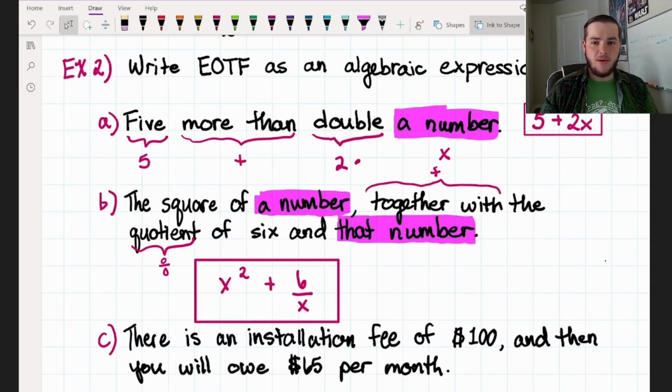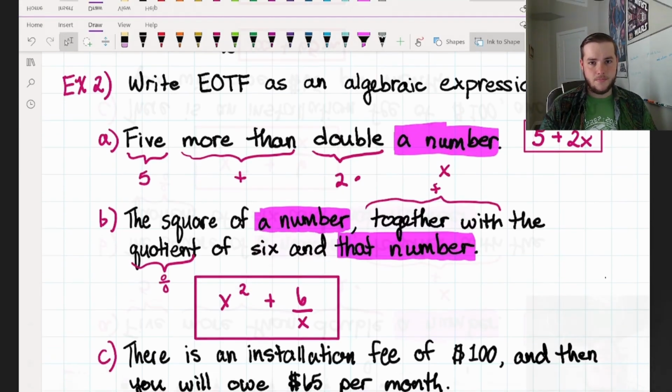And here is maybe a little bit of an example of when this kind of stuff would show up in our day-to-day life. There's going to be an installation fee of $100, and then you'll owe $65 per month. See if you can write an algebraic expression to represent this statement.